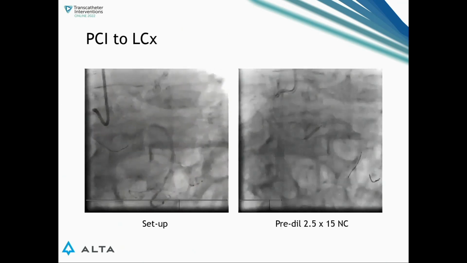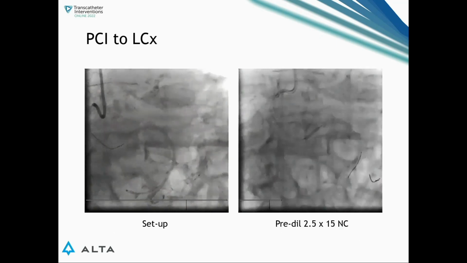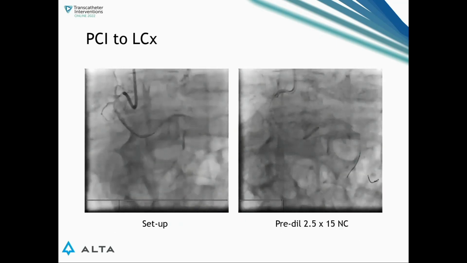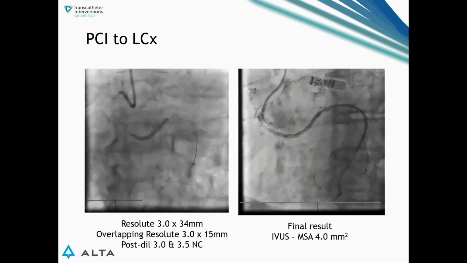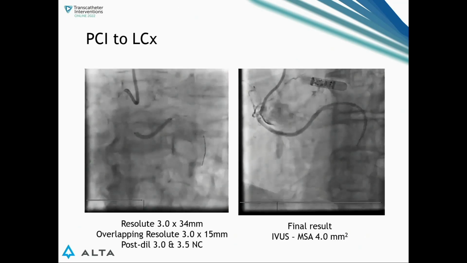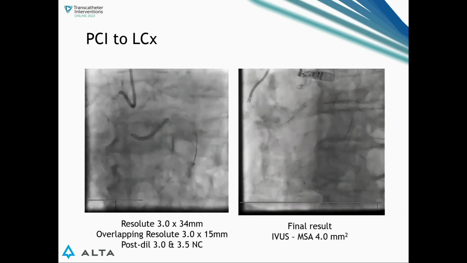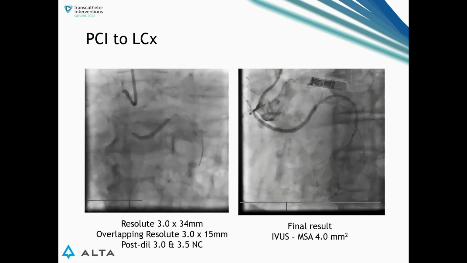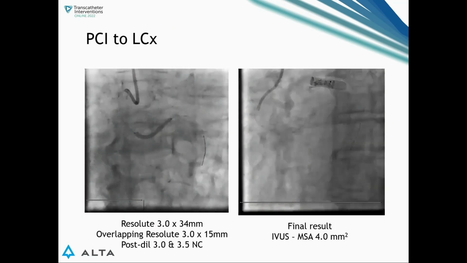An AL .75 guide is used with the buddy wire, and the lesion was successfully pre-dilated with the 2.5 by 15 NC. Next slide. A 3.0 by 34 Resolute was then delivered and overlapped with approximately a 3.0 by 15 Resolute, which were then post-dilated to 3.0 and a 3.5 NC respectively, with the final results seen on the right. Again, the MSA there was just about 4.